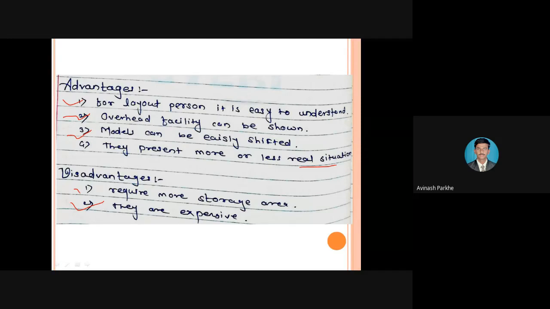And what are the two major disadvantages? More space is required to store it, and it becomes more expensive. As the material is very costly, this particular method becomes more expensive. So this is also one of the recording techniques used in industry for demonstration purposes.